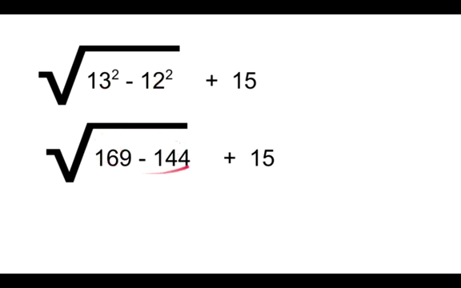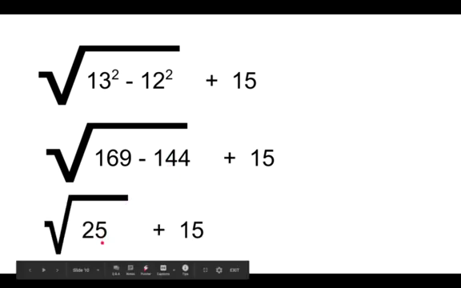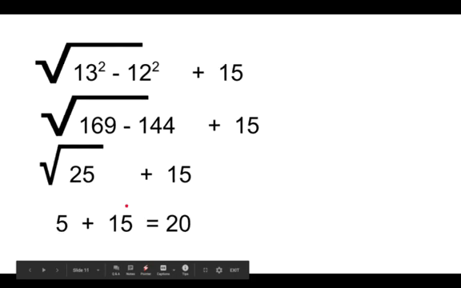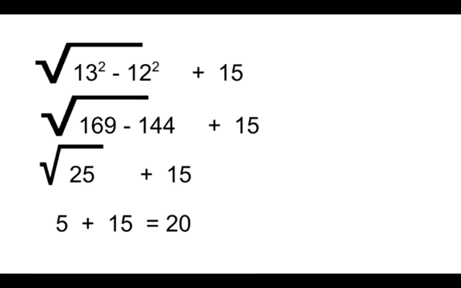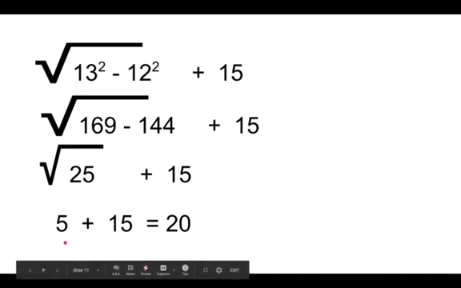Then under this grouping, do I have multiplication and division? Nope. So let's subtract. 169 minus 144 is 25. Now, finally, when I have a single number here, I can take the square root of it. The square root of 25 is 5. We're going to assume a positive answer of 5. 5 plus 15 equals 20.